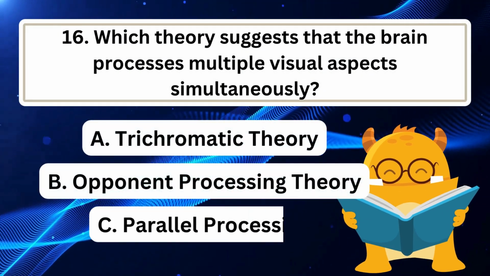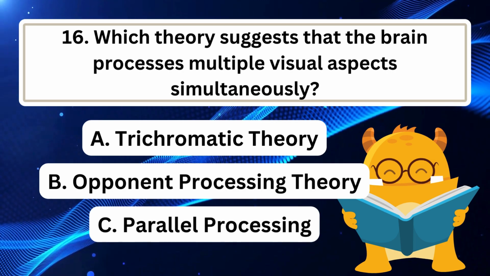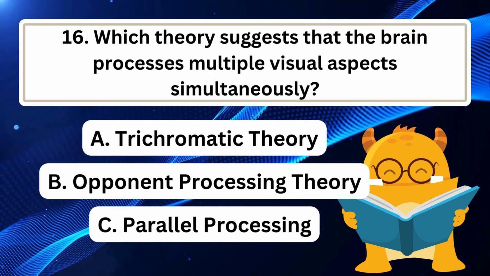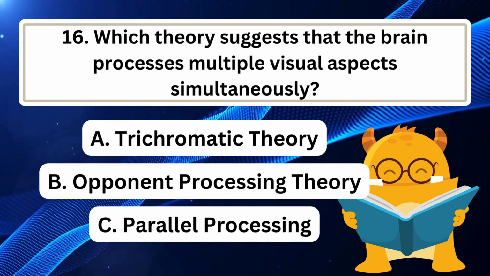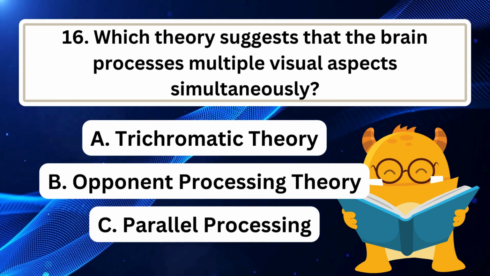16. Which theory suggests that the brain processes multiple visual aspects simultaneously? A. Trichromatic theory. B. Opponent processing theory. C. Parallel processing.